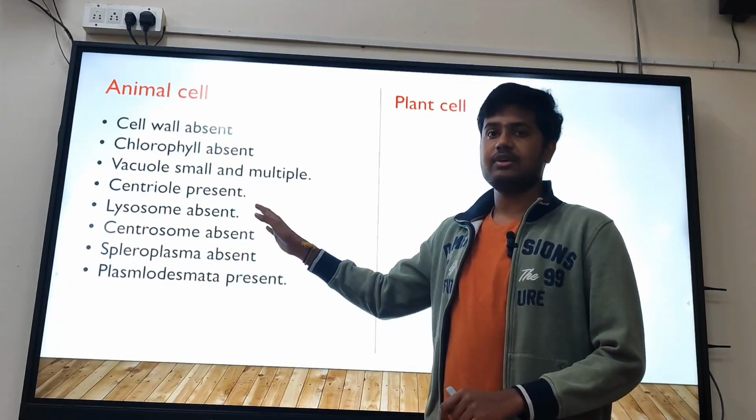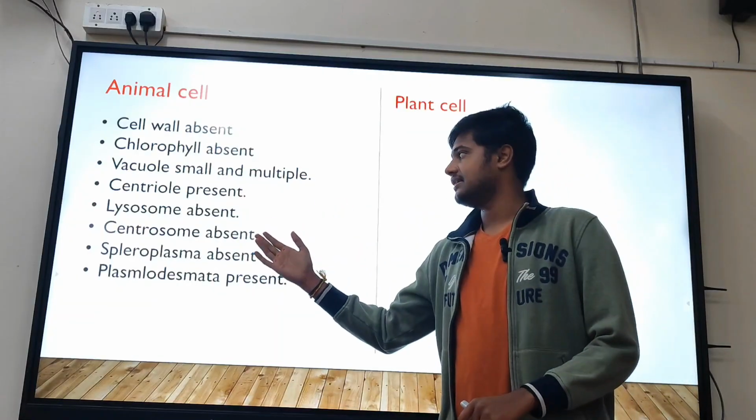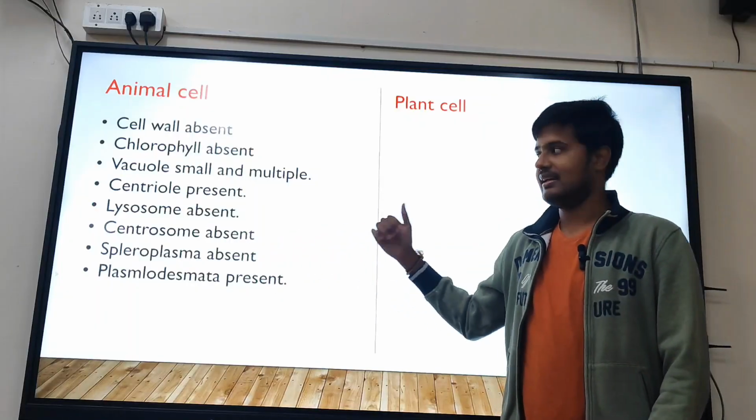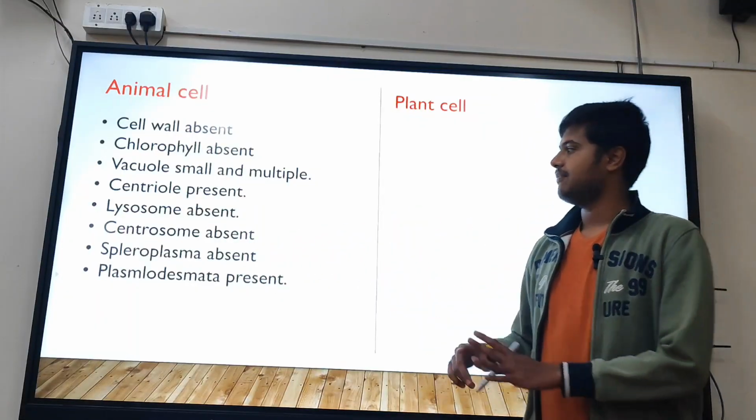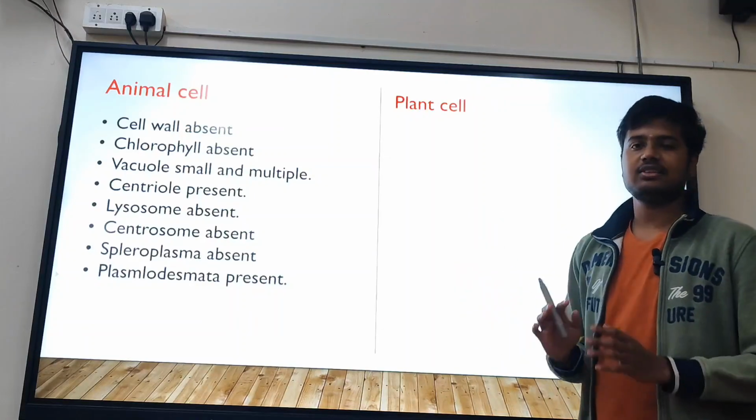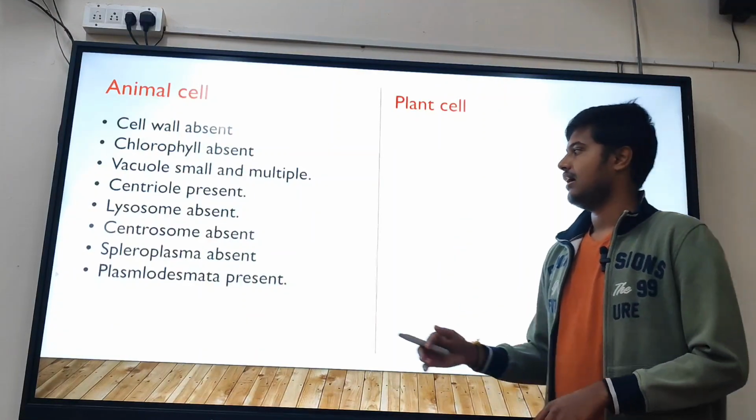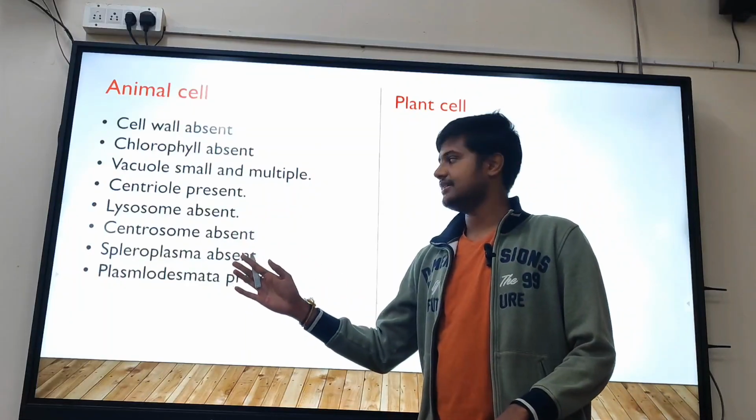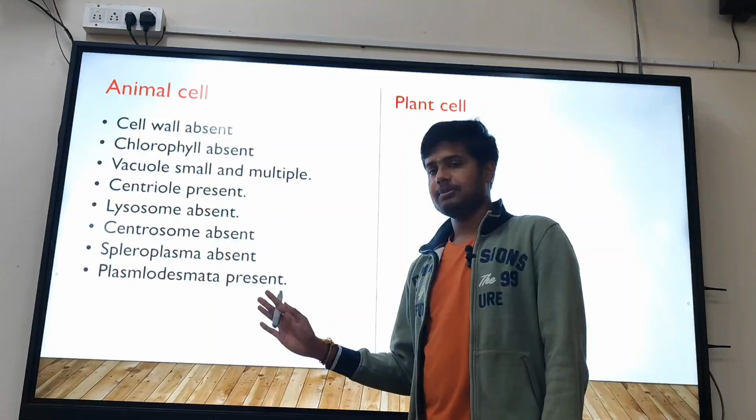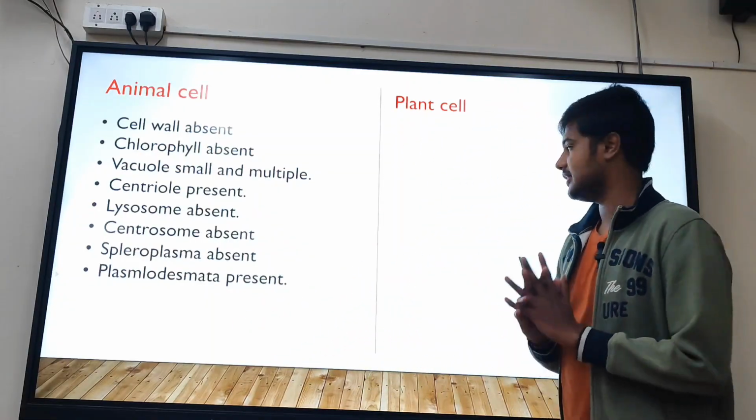In animal cell, centriole is present. Here, centriole is absent. Here, lysosome is present. Here, lysosome is absent. And here centrosome is absent. Here centrosome is present. It is also a characteristic difference of these types of cell. And here, sclereplasm is absent. Here sclereplasm is present. Here plasmodesmata is present, and here plasmodesmata is absent.